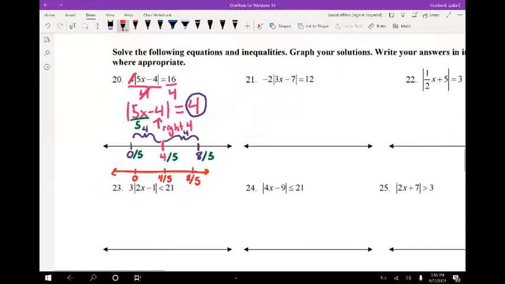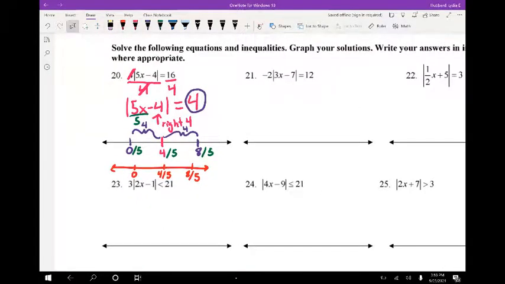Now, if we wanted to graph this, because this is an equation and not an inequality, our answers are that x equals 0 and x equals 8/5. So those endpoints. If we really wanted to graph that, we would do closed circles at 0 and 8/5. And that's it. We wouldn't draw any arrows or anything because this isn't an inequality. It's an equation. But that's how a graph like that would look.